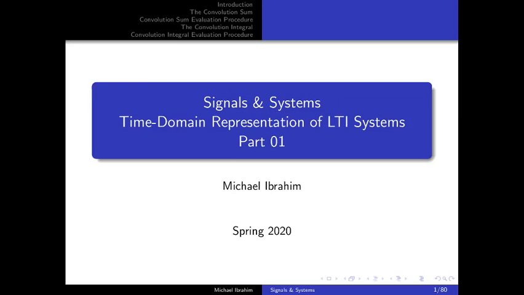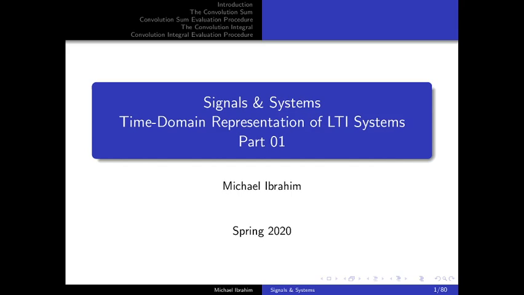Hello everyone. In today's lecture we'll move to the new chapter, which is the time domain representation of LTI systems. In the previous chapter we've learned about the different types of signals and their classifications, and we have seen the basic operations performed on signals like time shifting, mirroring, and scaling, and we've also discussed the systems and their properties like stability, causality, linearity, and time variance, and so on.